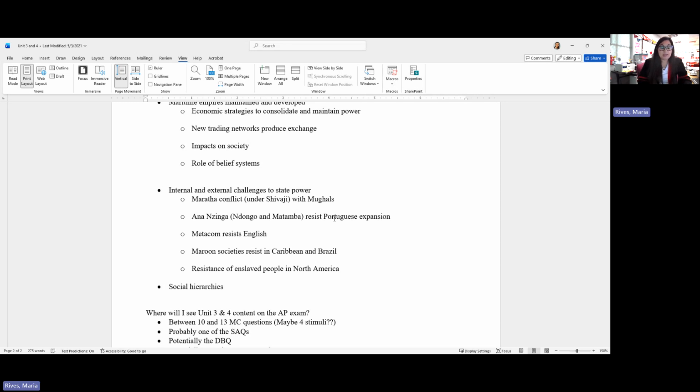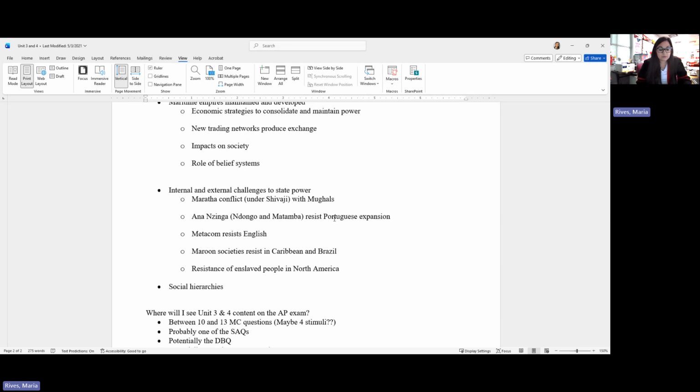Metacomb is a Native American in North America. He tries to resist English expansion into North America in the 1600s. He is unsuccessful and he dies. The Native Americans couldn't overcome the metal weapons, the guns, and the smallpox.